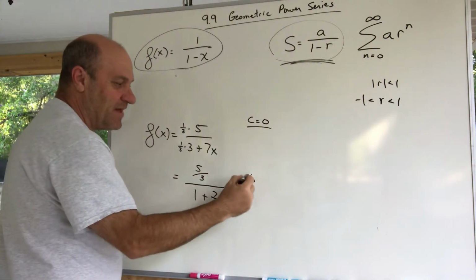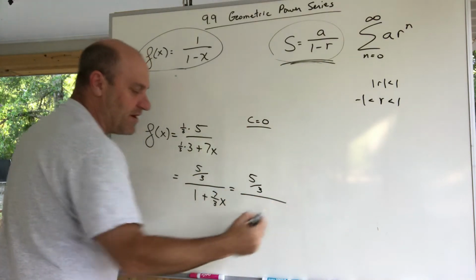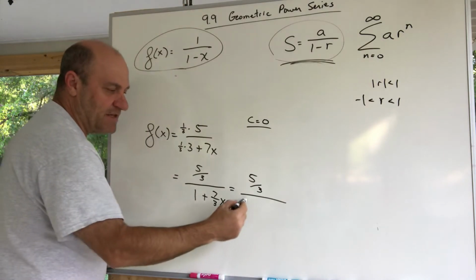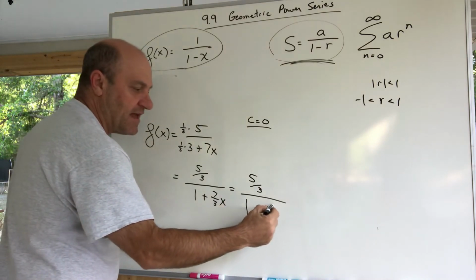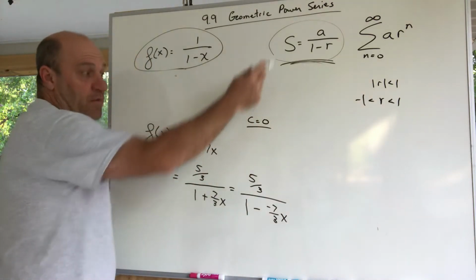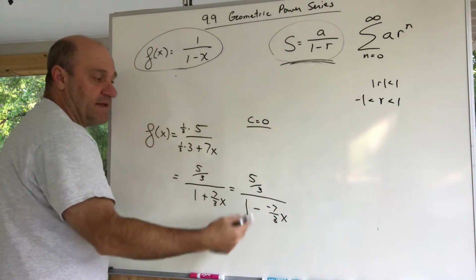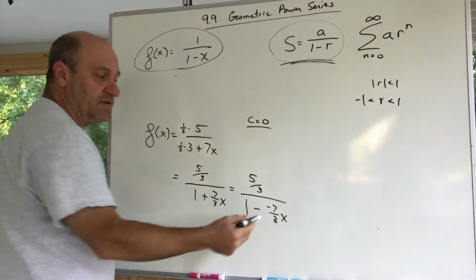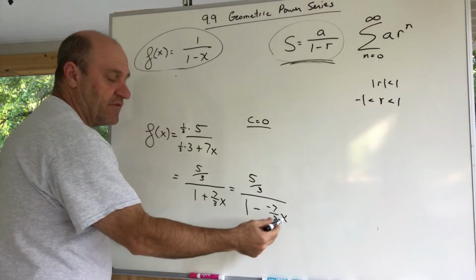It's easy. 5/3 in the numerator. To make that plus sign a minus sign, you go 1 minus a negative 7/3 x. So there we are. We fit the formula, A over 1 minus r. My A is 5/3. My r is negative 7/3 x.